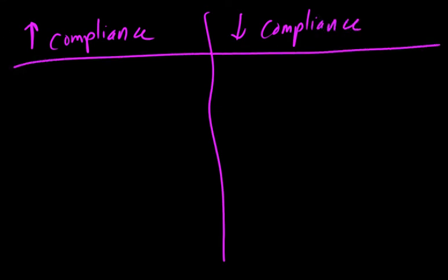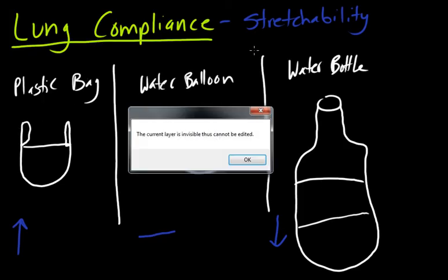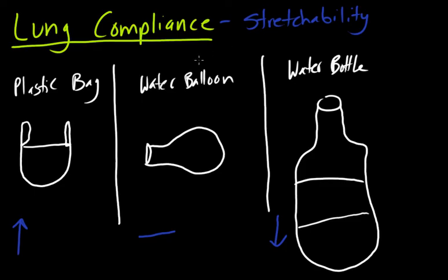Okay, so scenarios where we have increased compliance are going to be examples like COPD or emphysema. Also, normal aging. Our age plays into the compliance of the lungs, so as we age, our lung compliance is going to increase. Now remember, looking back to our very first example, compliance is thought of as stretchability. So as we age, our lungs go from more of a normal water balloon to more of a plastic bag.